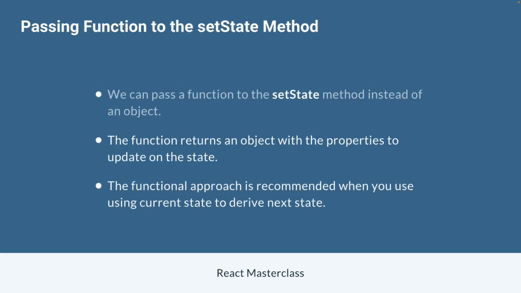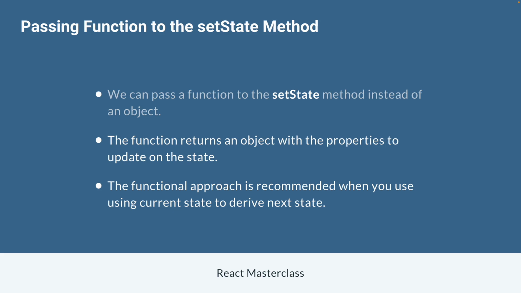We also saw how we could pass a function to the setState method. In all of our previous uses of this method, we passed in a regular object. If we pass in a function, that function will return a very similar object. The object will hold the properties that should be updated on the current state along with their next values. However, the functional approach is recommended for a particular scenario, and that is when you use your current state to derive your next state.